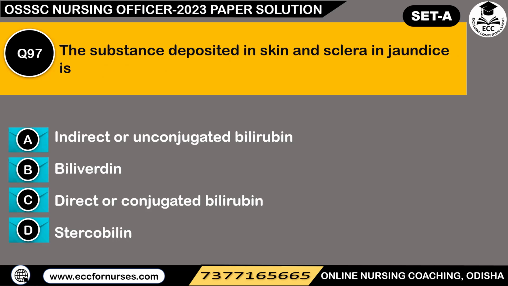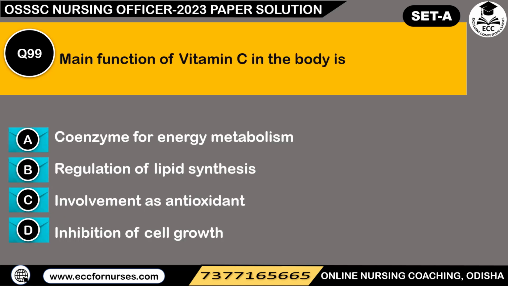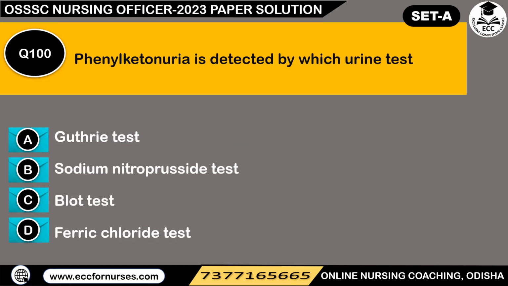Question number 97. The substance deposited in the skin and sclera in jaundice is the indirect or unconjugated bilirubin. Question number 98. Iron deficient in? Option D, milk. Question number 99. Main function of the vitamin C in the body is involvement as antioxidant. Question number 100. Phenylketonuria is detected by which urine test? Answer is option D, ferric chloride test.